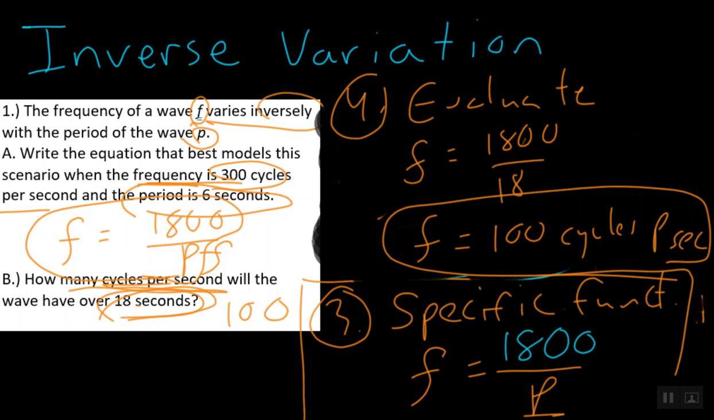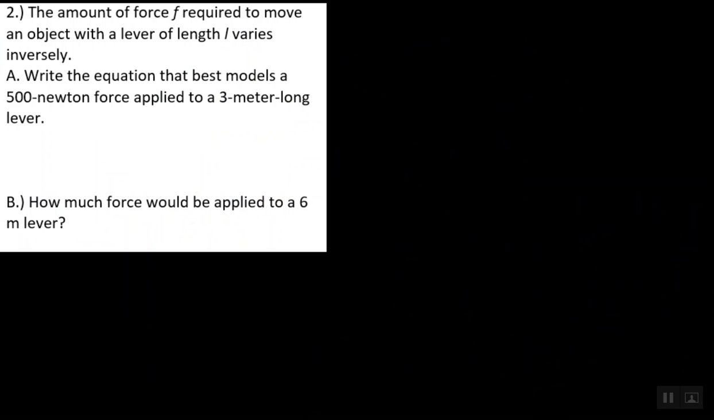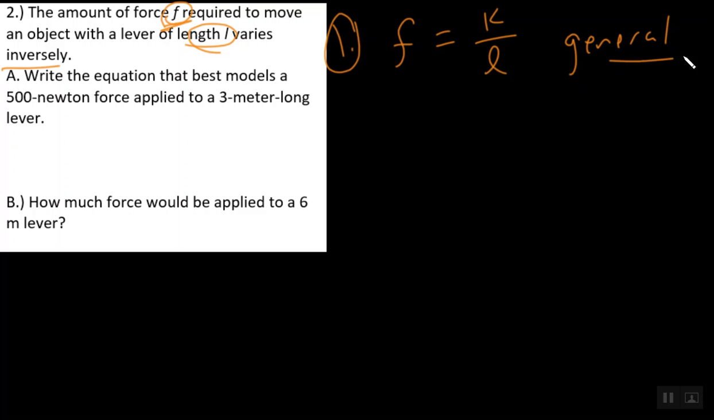Okay, for example number 2, we have the amount of force F required to move an object with a lever of length L varies inversely. So remember, your very first variable that you encounter is the dependent. So let's say F is equal to k over our dependent variable L. Now I like to use a cursive L just so it doesn't look like a 1. Okay, so remember that was step 1, to find the general form.